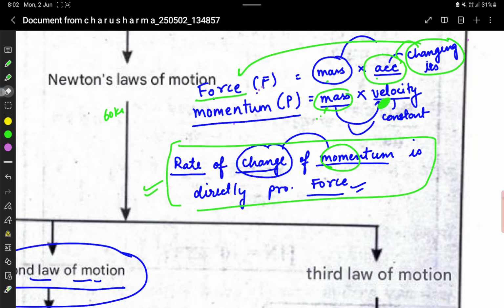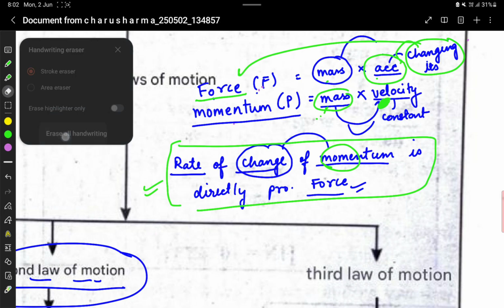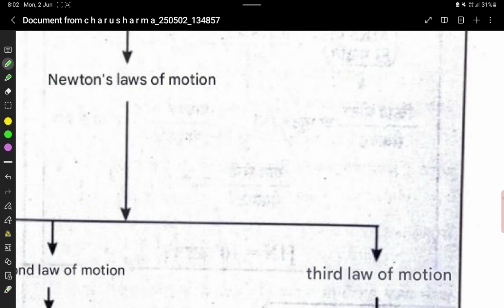Now let me again explain this topic. Let's revise whatever we have done. So we have learned about momentum. In momentum we have learned it's the mass into velocity. The velocity here is constant. And what does the second law say? It says the rate of change in momentum is directly proportional to the force. Right? That's what it says.